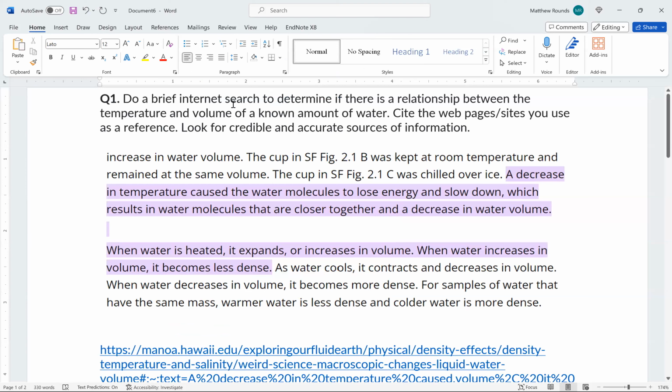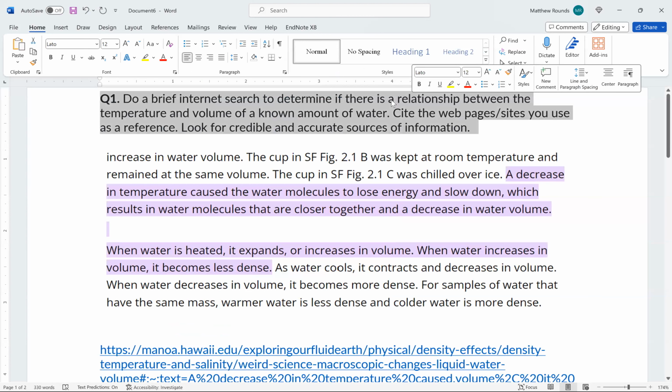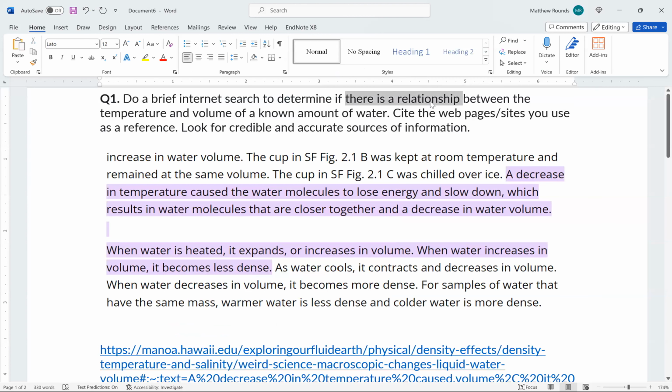So it says do a brief internet search to determine if there is a relationship. So you can start by answering that question: is there a relationship? Yes. If you're not sure, read this again quickly just to make sure. Yes, there is a relationship. It says that when the temperature goes down, the volume decreases. And when the temperature goes up, it increases.